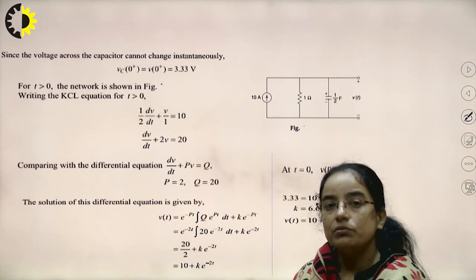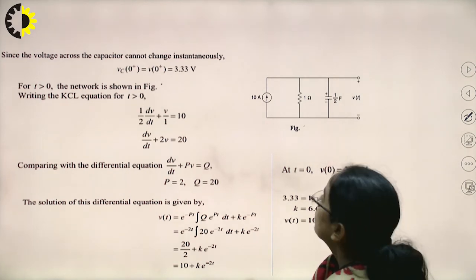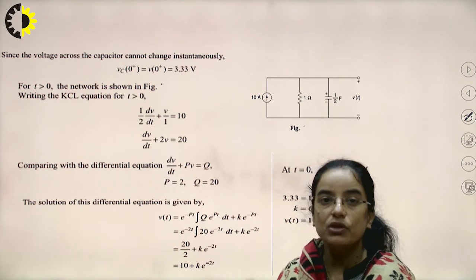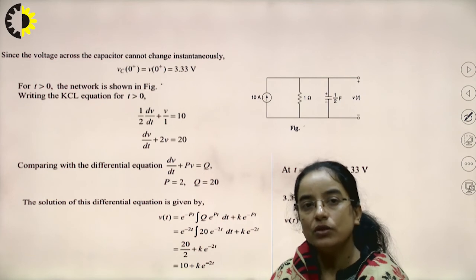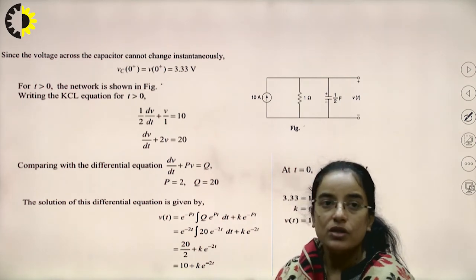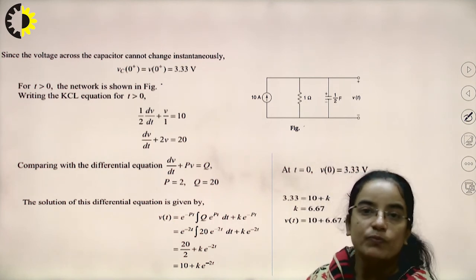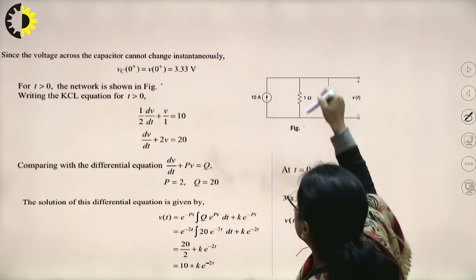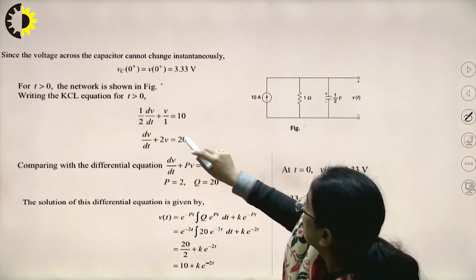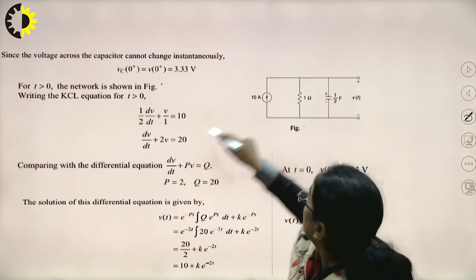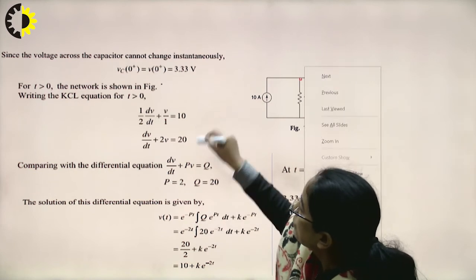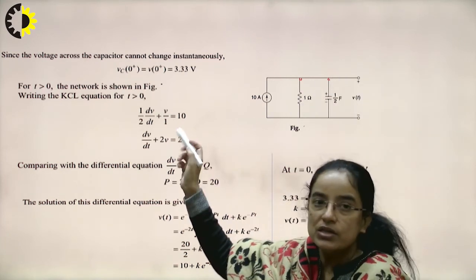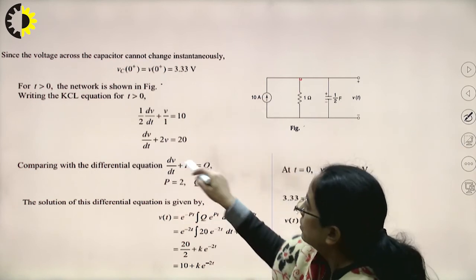Now when the switch is open, the voltage across the capacitor will not change instantaneously. So Vc0 minus is equal to Vc0 plus, and this has been calculated as 3.33. Now for t greater than 0, the switch is open. If we write the KCL equation at this point, it will be 1 by 2 dV by dt plus V by 1, and this is equal to 10. So this is the differential equation.